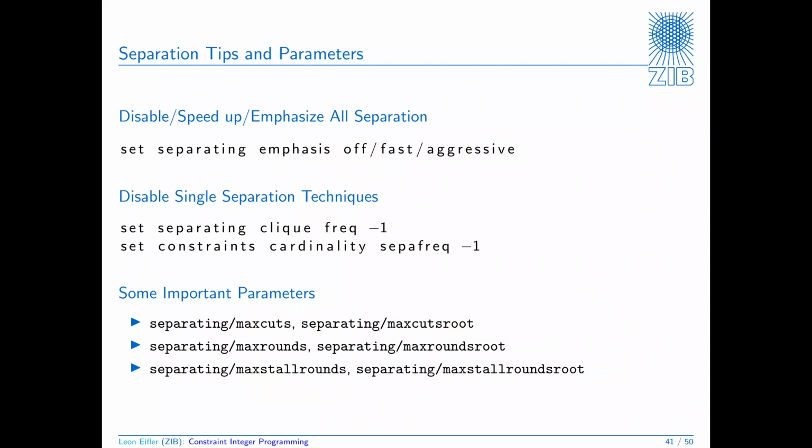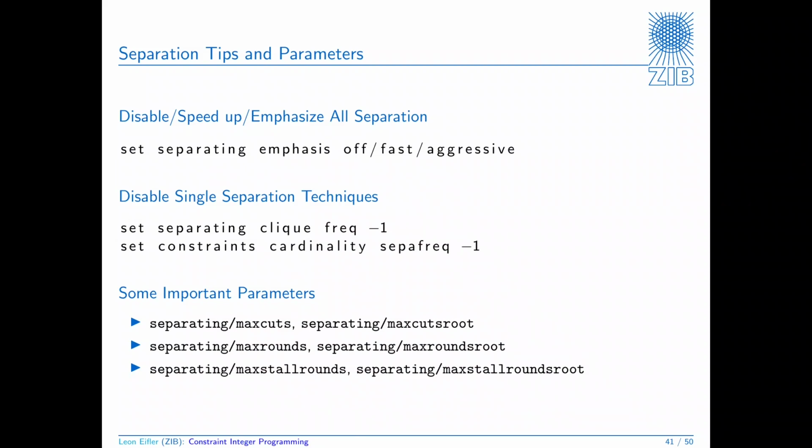And I have another slide with important tips and parameters here. So you can set separating completely off, although this is for most things not desirable. The other two emphasis settings of fast or aggressive can make sense depending on your problem. If you experience that separating a lot just slows down your node processing, it doesn't really help anything, you might consider switching to fast. And if you realize that your trees get huge, you might consider setting the separating emphasis to aggressive and see if that helps.